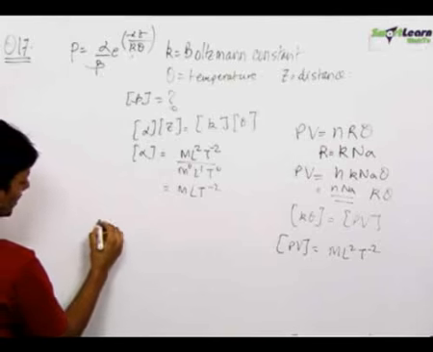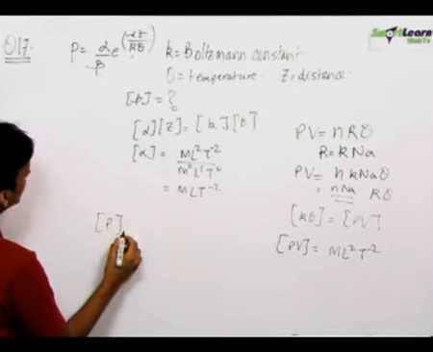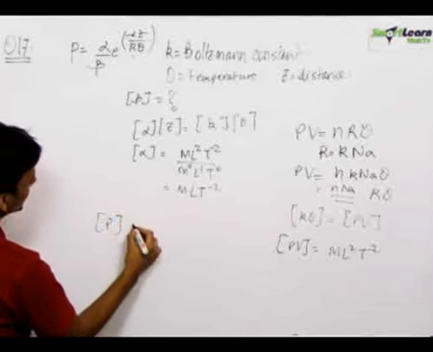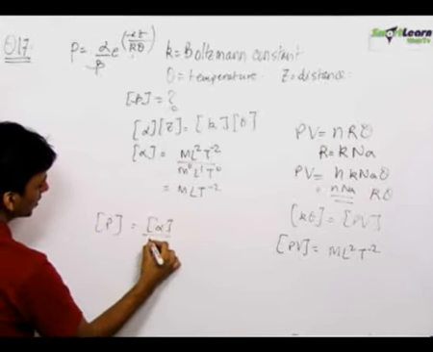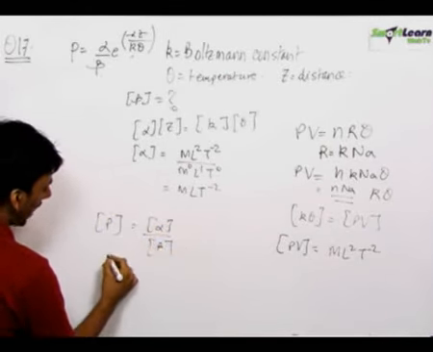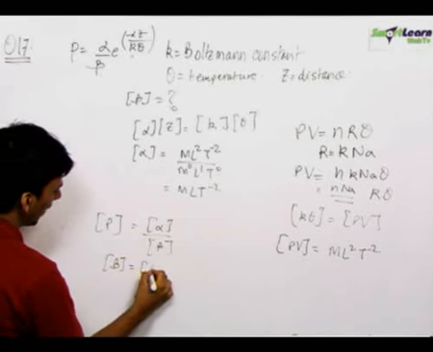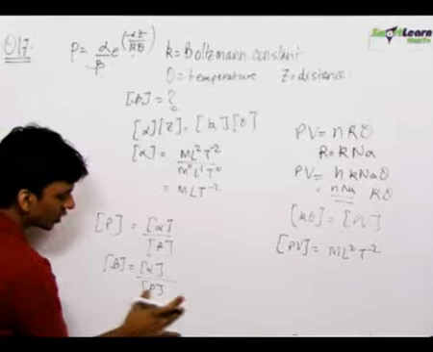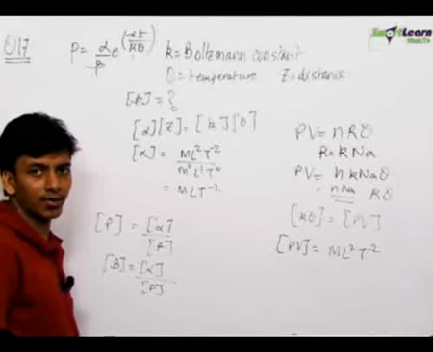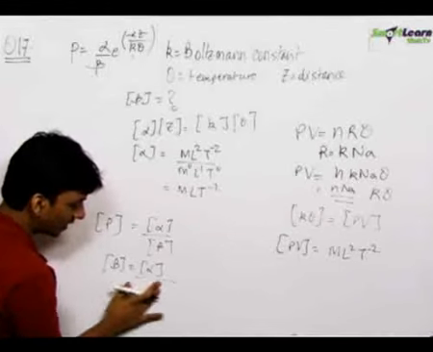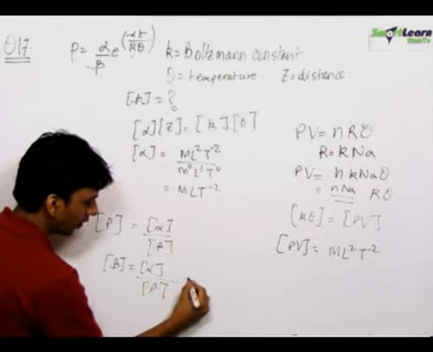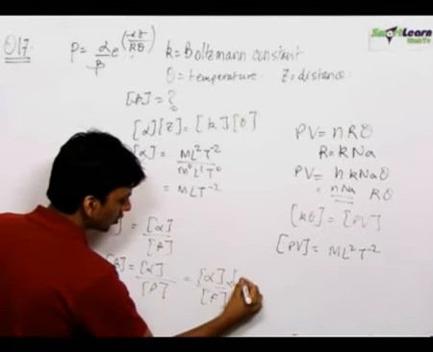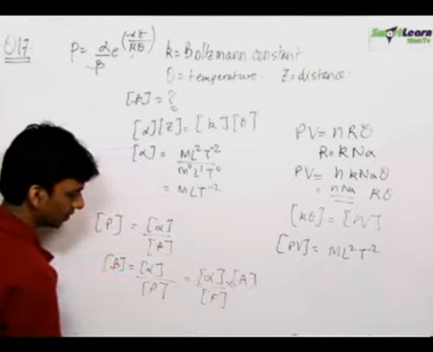Now we need to find out the dimensions of pressure. We need to find out the dimensions of beta. Dimensions of pressure is equal to dimensions of alpha upon dimensions of beta. So the dimensions of beta is equal to dimensions of alpha upon dimensions of pressure. Now the dimensions of pressure is equal to dimensions of force divided by dimensions of area. So we can write this as dimensions of force into dimensions of area in the numerator.